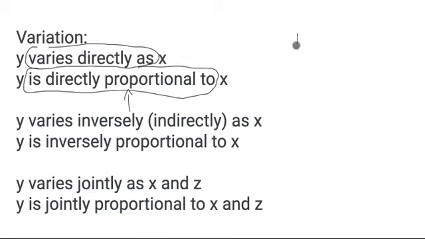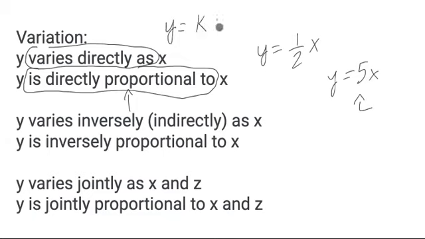So y could be 1/2 of x. So you could simply write down this. And in this case, y is directly proportional to x since it's a proportion of x. Or it could even be equal to 5x. 5 is the proportion, 500% of x. So that's what this means. It simply means that y is equal to some constant times x.